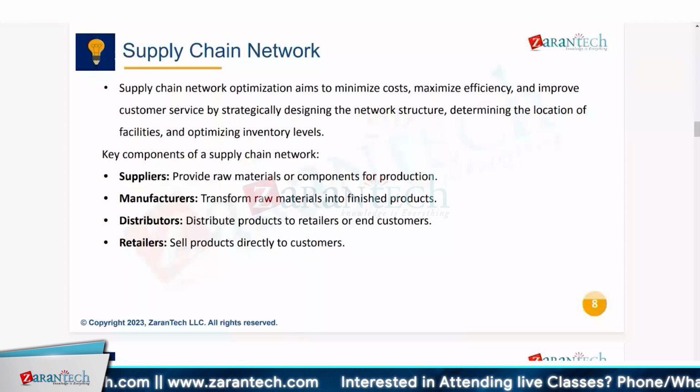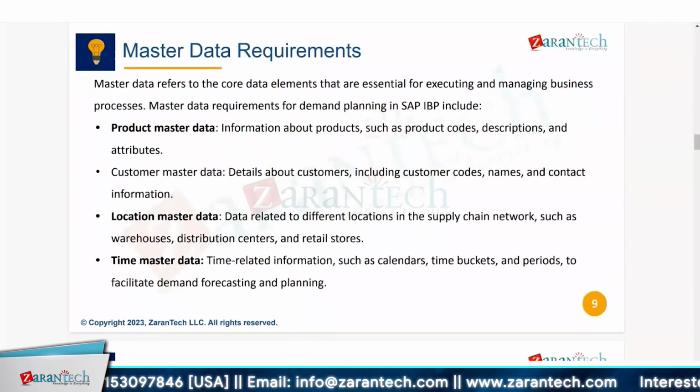Then we have distributors, okay, who distribute our product down the line to the stockists or to the retailers or to end customers. So they are basically taking care of the distribution network. Then we have retailers who are basically selling the products to the end customer. So for the end-to-end gamut of supply chain, we have suppliers, manufacturers, distributors, and retailers, which form the chain of supply chain management.